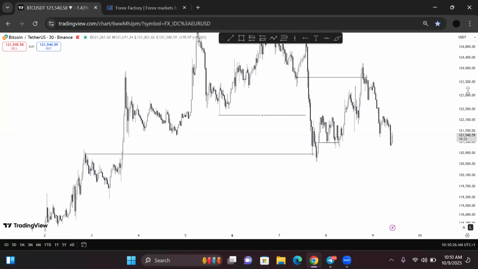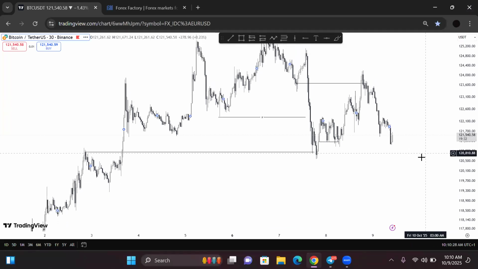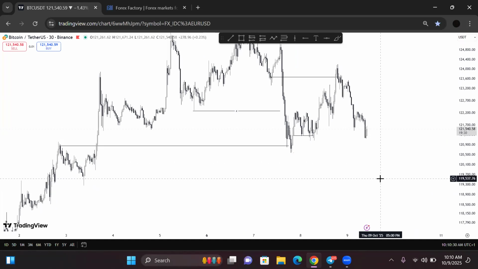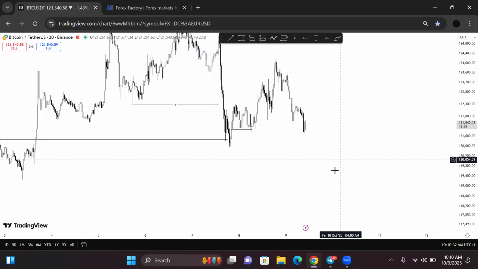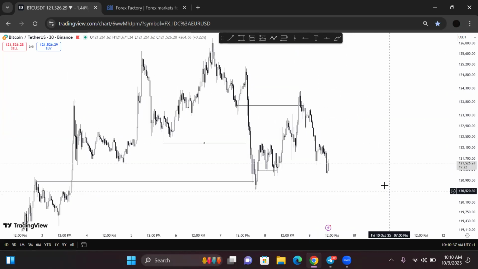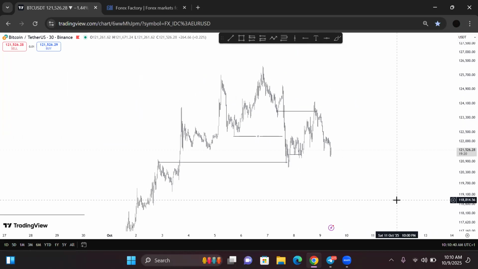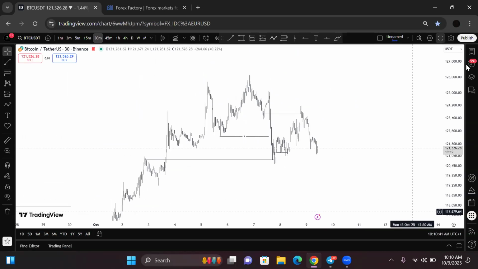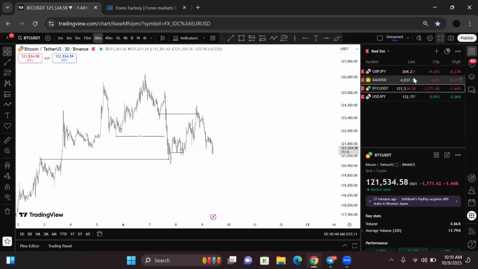But right now, I'm just going to stay off. I'm going to see what the market is going to do. If the market sells, then we'll be looking for good sales to short BTC. But if the market starts buying, then we want to look for nice buys to long BTC. All right, so that's for BTC. Let's go to gold.